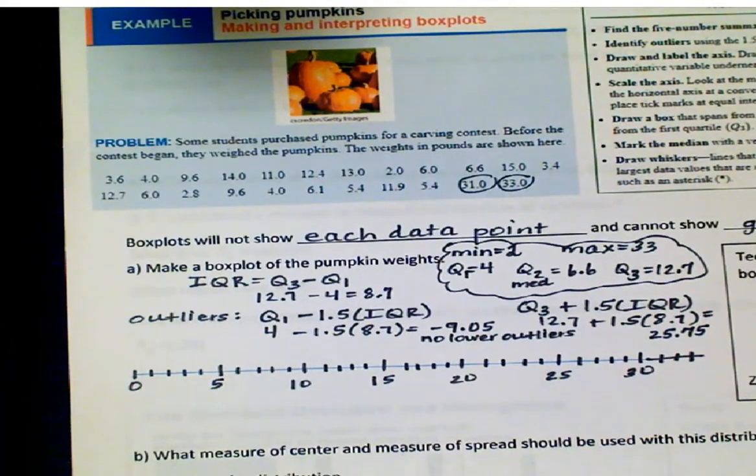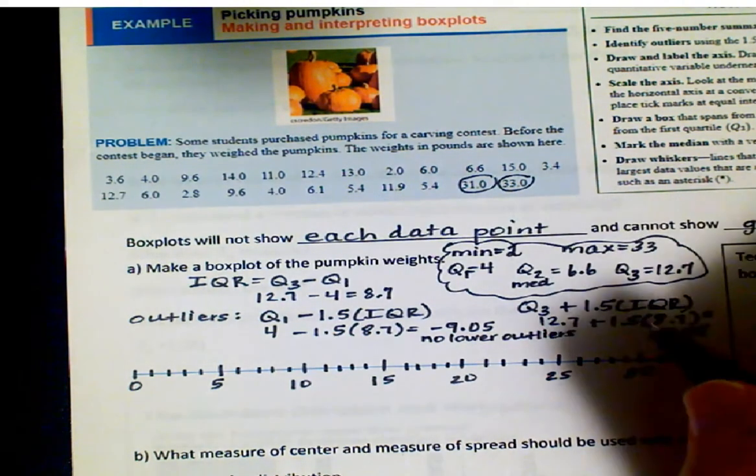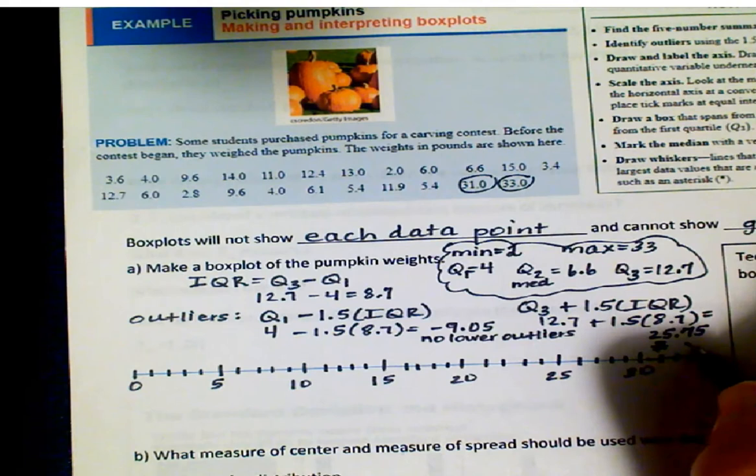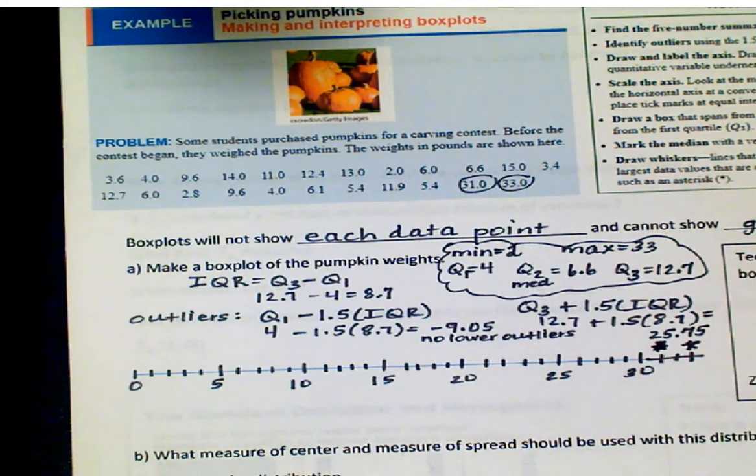So when we make our box and whisker, these 2 points are outliers. You're just going to put a point here, or you could put a star, or you could put an asterisk, whatever you want to do. So those are outliers, okay? Those are the only 2 individual points we need to graph.